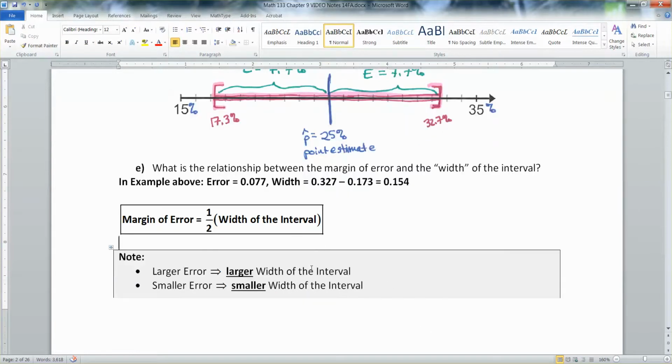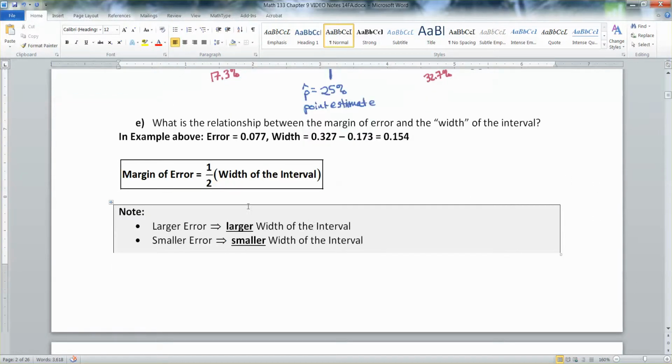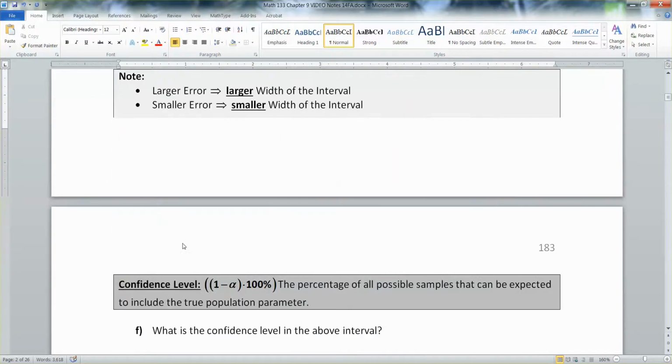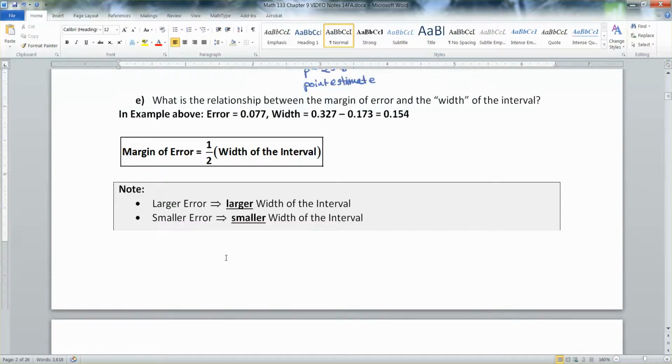All right, let's pause right here. I know it's in the middle of an example, but this is a really long example. So let's stop right here and then we'll pick up next time with talking about the confidence level. So I'll see you back here then.